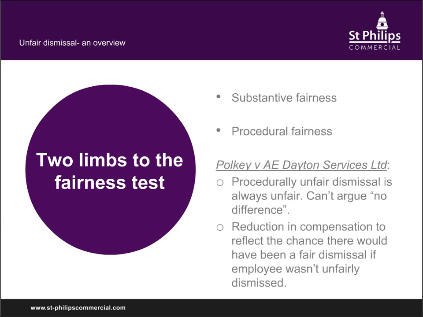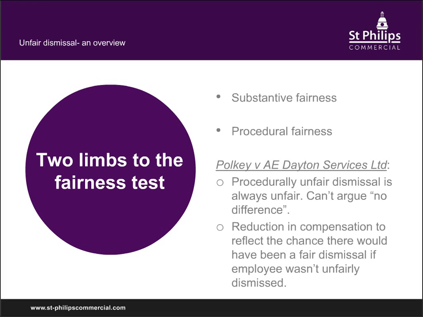Where a dismissal is procedurally unfair, an employer can't say, well, the procedural unfairness made no difference, and then try and argue that that makes the dismissal fair. So a procedurally unfair dismissal will always be an unfair dismissal. However, if a tribunal finds that the dismissal was unfair because of the procedural failing, but it was otherwise fair, the tribunal should reduce the amount of compensation to reflect the chance that there would have been a fair dismissal if the dismissal hadn't been procedurally unfair. Fairly circular argument, but hopefully you see what I mean.